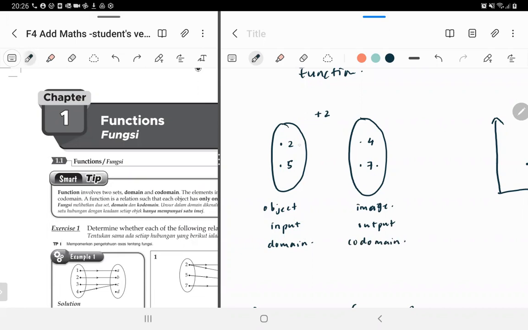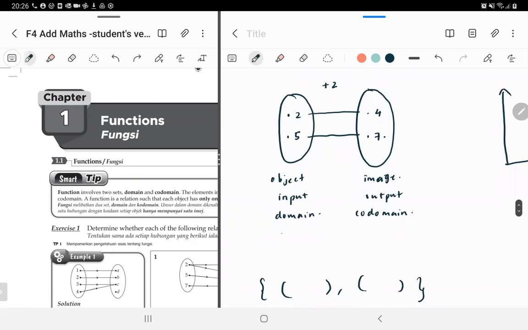Okay, and then the 2 is linked to 4, so we draw a line to represent the relationship. 5 is linked to 7, and the line represents their relationship. That means the 2 is linked with 4, the 5 is linked to 7. We don't use the word link, but we use the word map. So we say that the 2 is mapped to 4, 5 is mapped to 7, or the object is mapped to the image.